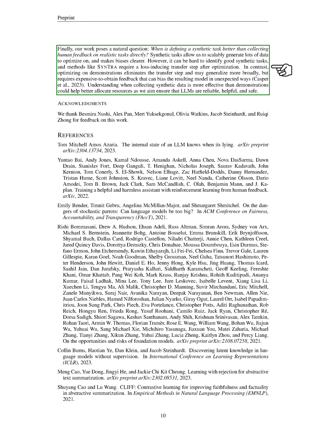Finally, we pose a question. When is it better to define a synthetic task than to collect human feedback on realistic tasks directly? Synthetic tasks allow us to generate a lot of data to optimize on and make biases clearer. However, identifying good synthetic tasks can be challenging, and methods like SYNTRA require a step that induces loss after optimization. On the other hand, optimizing on demonstrations eliminates the transfer step and may generalize more broadly, but requires expensive feedback that can bias the resulting model in unexpected ways. Understanding when collecting synthetic data is more effective than demonstrations could help better allocate resources as we aim to ensure that language models are reliable, helpful, and safe.